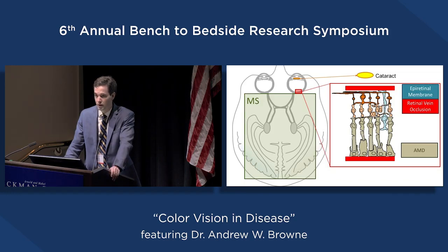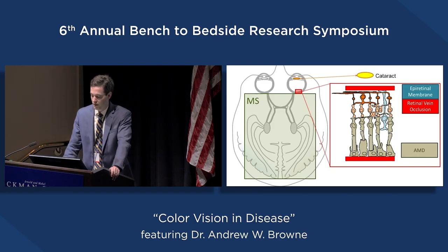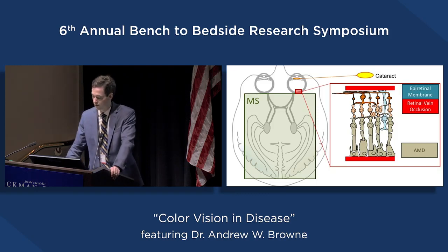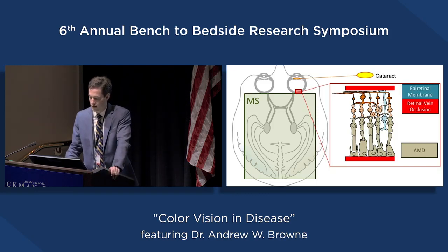So with macular degeneration and epiretinal membrane, as well as retinal vein occlusion, each affecting different layers of the retina in different ways. And then I'll show an example of how a cataract also affects color vision and how that changes after a cataract surgery.